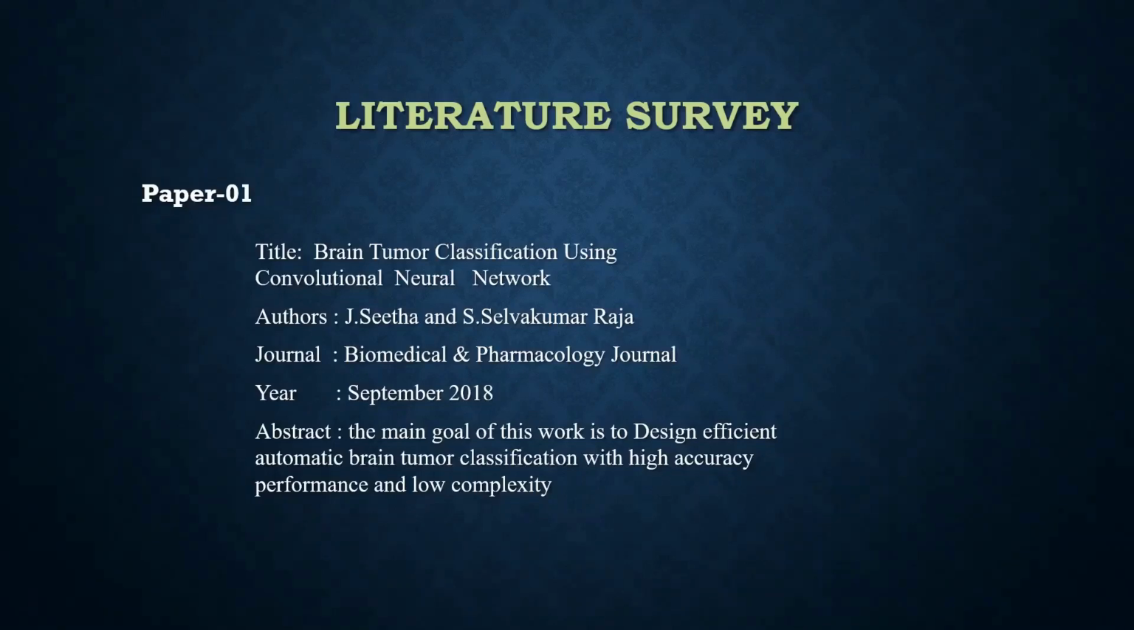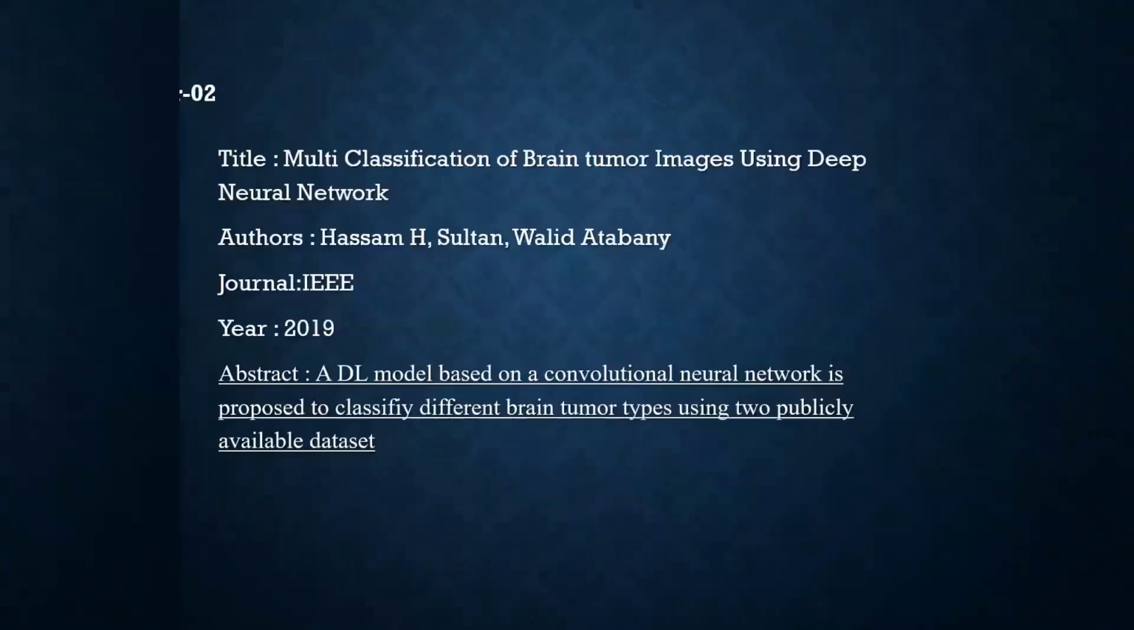The next paper is Multi-classification of brain tumor images using deep neural network. Authors are Assam H. Sultan and Walid Atabani, published in IEEE in 2019. Brain tumor classification is a crucial task to evaluate tumors and make a treatment decision according to their classes. Deep learning is a subfield of machine learning and has recently shown remarkable performance, especially in classification and segmentation problems. In this paper, a deep learning model based on convolutional neural network is proposed to classify different brain tumor types using two publicly available datasets.